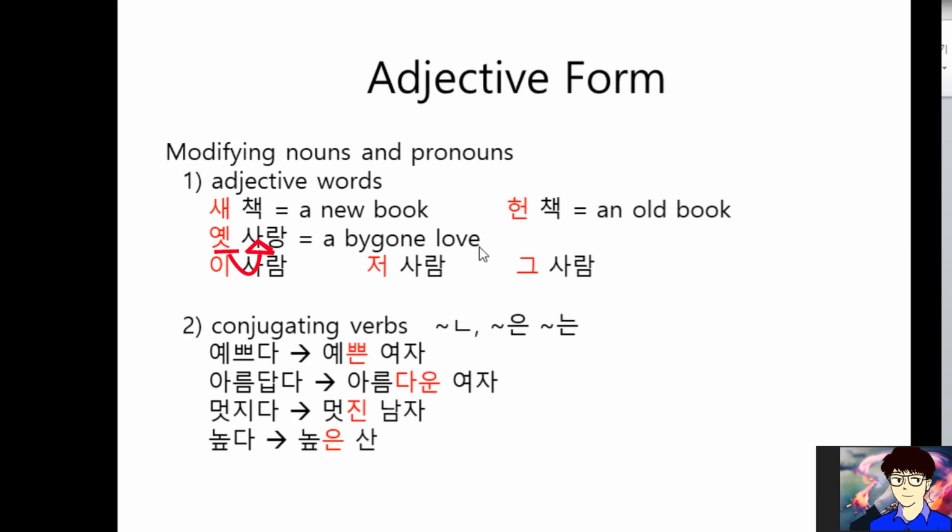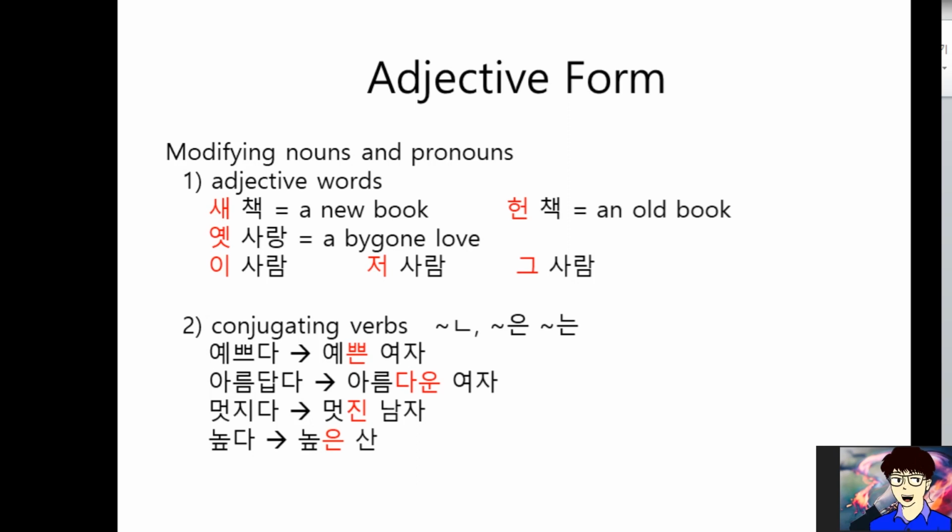Okay? Good. And you already know 이, 저, and 그, right? We learned them in the previous class, right? So 이 사람, this person, 저 사람, that person, 그 사람. Actually, 그 사람 is the person. Okay? Anyway, 이, 저, 그 are also adjective form. Okay? There are lots of adjective words in Korean, which means you have to learn them step by step. So it is more related to vocabulary stuff.